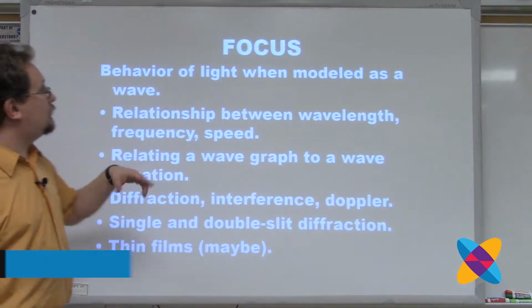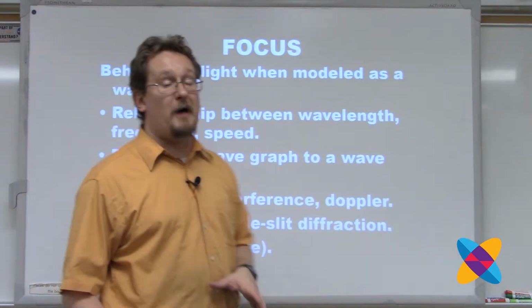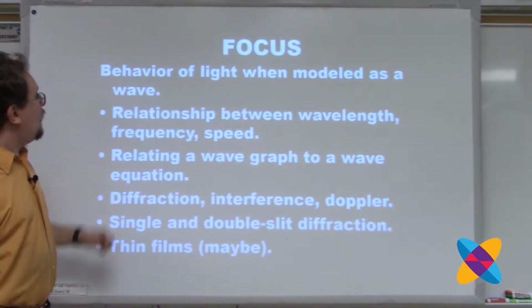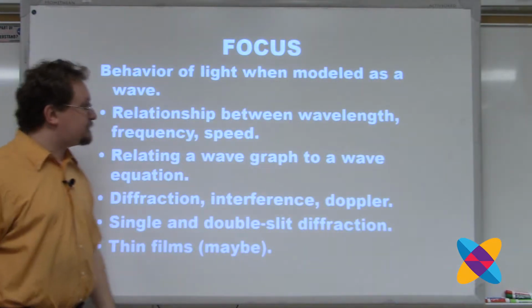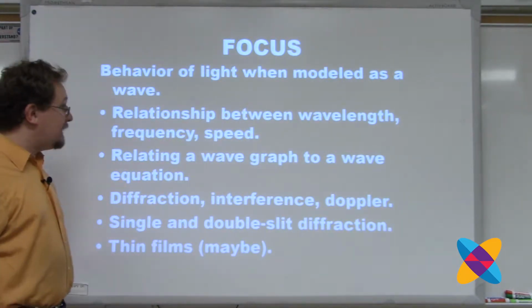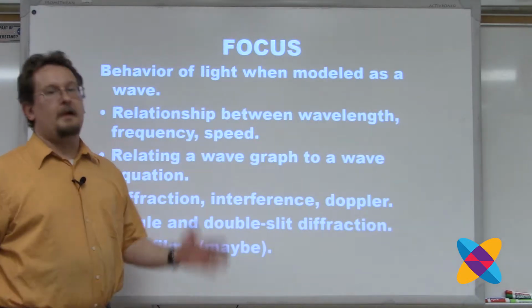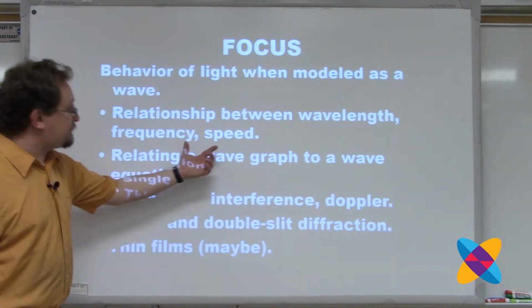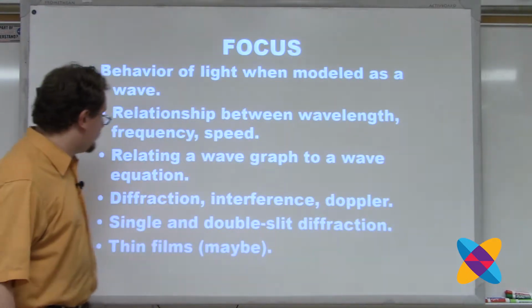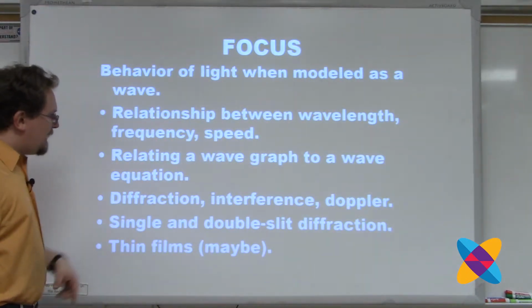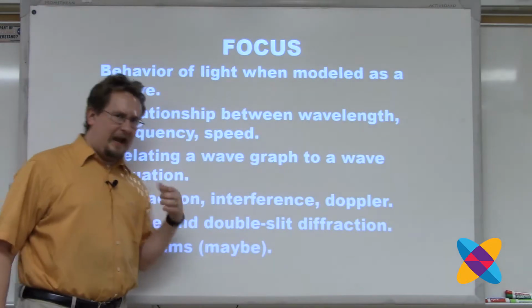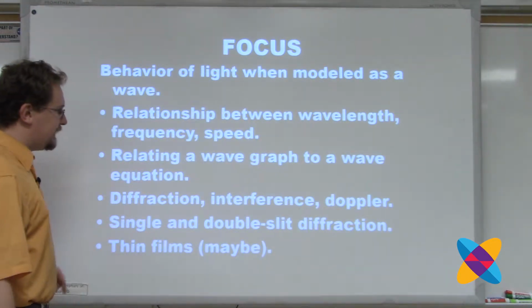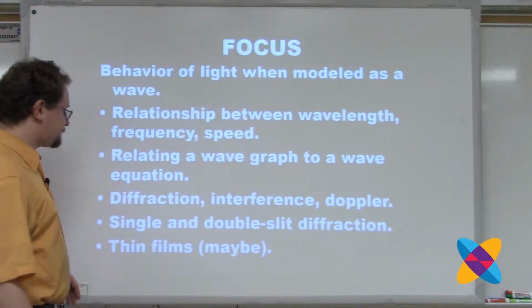We're going to discuss the behavior of light when it's modeled as a wave. Students need to know the relationship between wavelength, wave frequency, and wave speed. Please tell me you teach that in P1. Specifically the speed this time, because light will be the speed of light. They also need to be able to look at the graph of a wave and turn it into the equation for a wave by looking at the frequency or the wavelength on the graph.